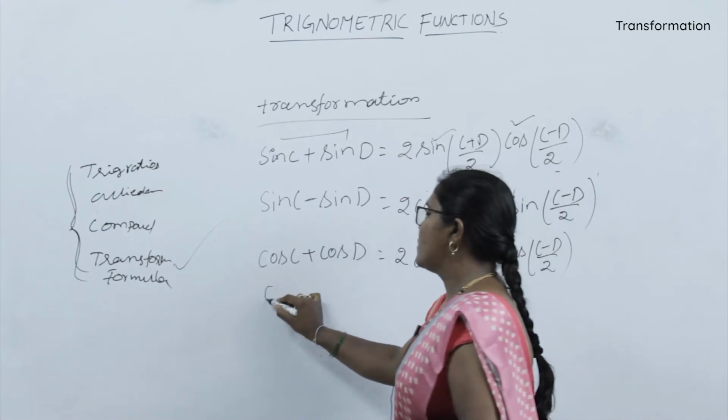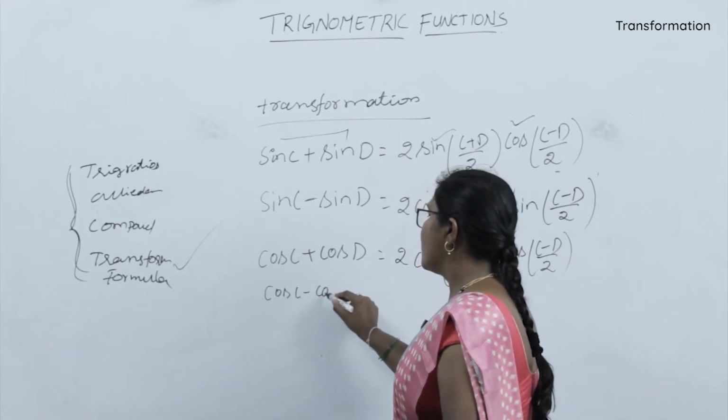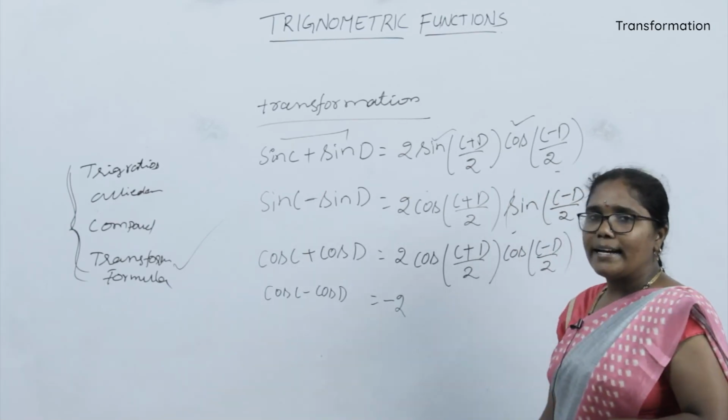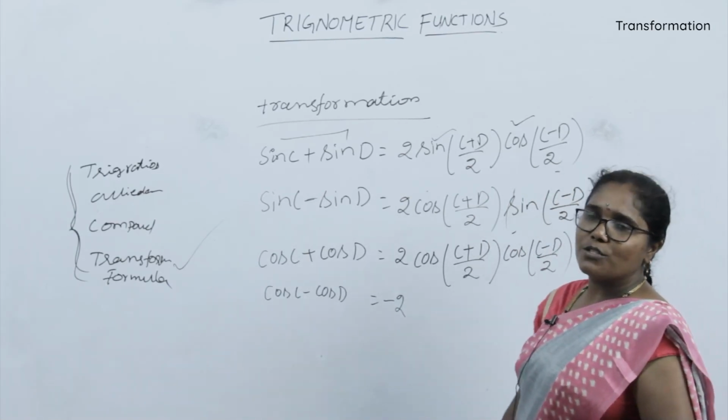Another one, cos c minus cos d. What is the formula for cos c minus cos d? Here the other thing is that a minus gets added.